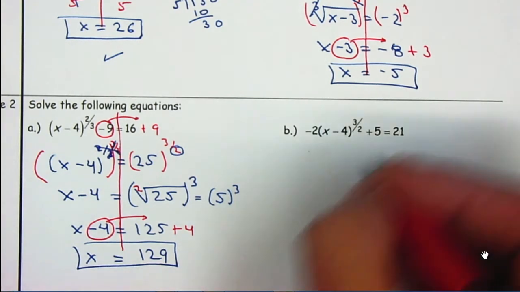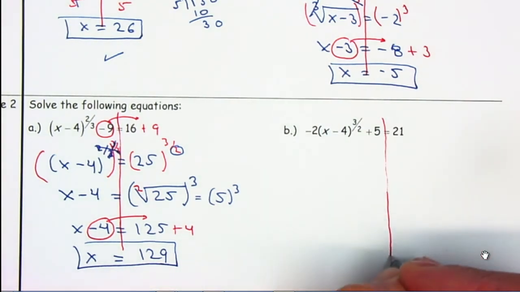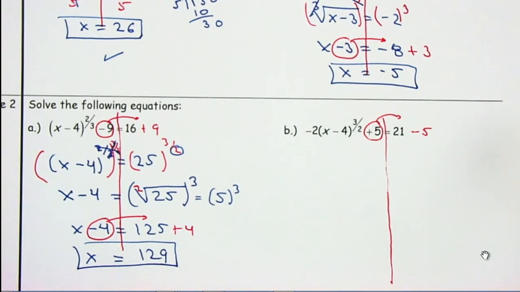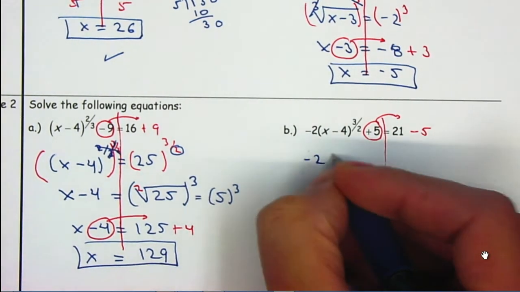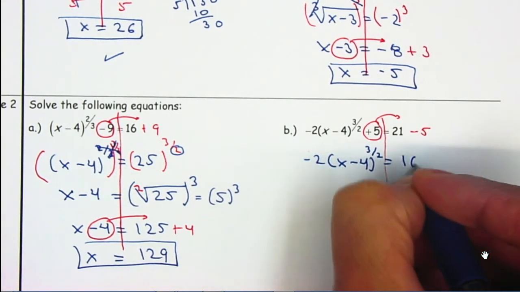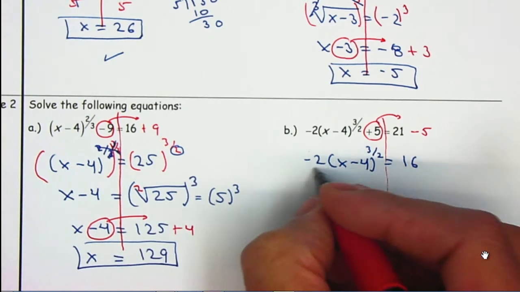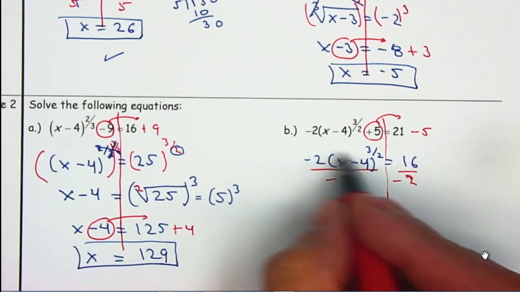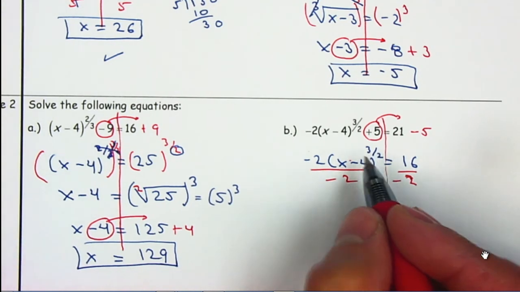Great. So for letter B, I'm going to draw the line, go through the same process, move my 5 to the right, becomes a negative 5. That'll give me negative 2, x minus 4, 3 halves is equal to 16. I can divide by negative 2 on both sides. Remember, you cannot distribute the negative 2 because of the exponent. Same thing that we have covered before.